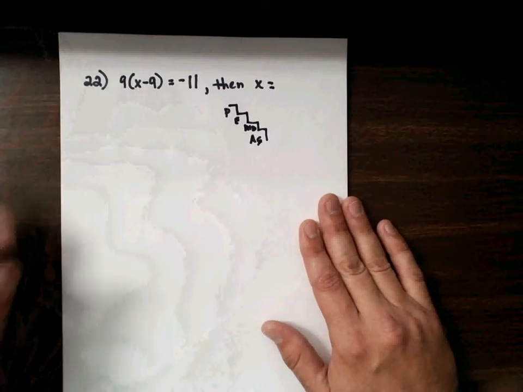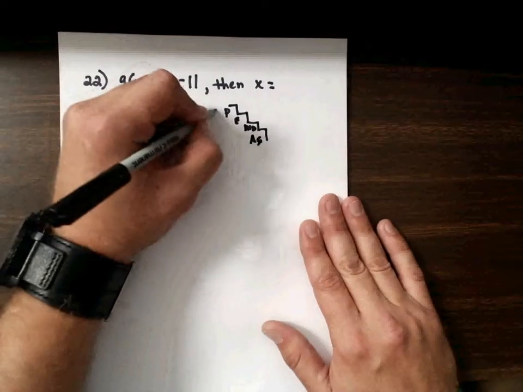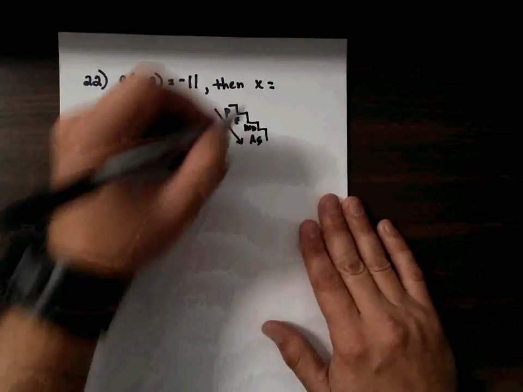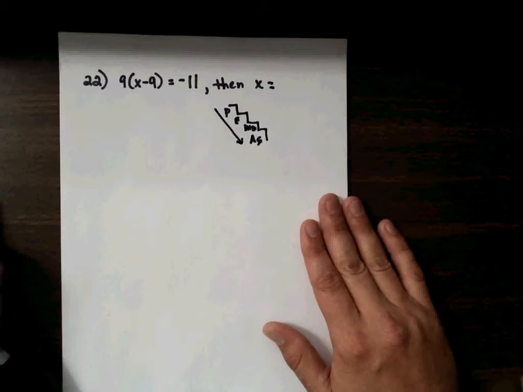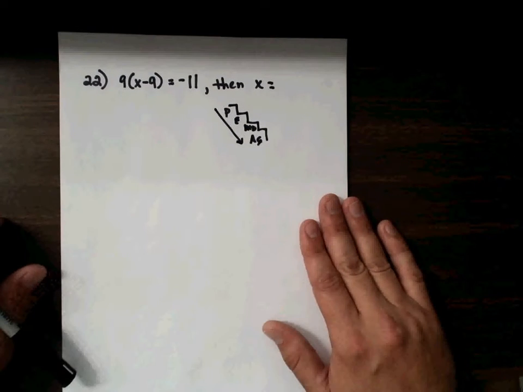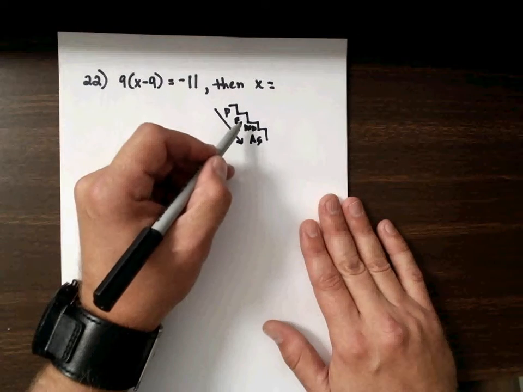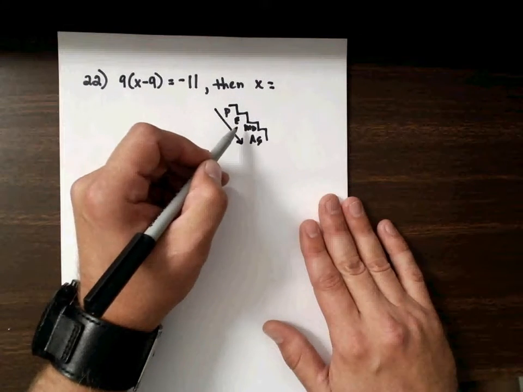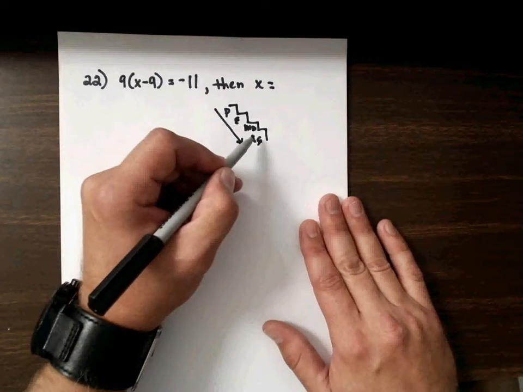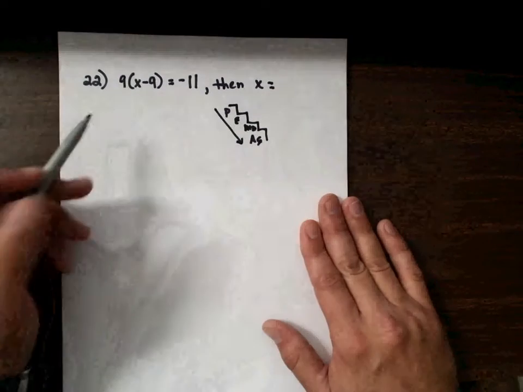So since it's not simplified, simplified works down. So the first thing I look for is parentheses. Do I have parentheses? Can I do anything inside of them? No. I can't. So since I can't, I move down to exponents. Are there any exponents? Nope. So I move down to multiplication and division. So is there multiplication? Yes.